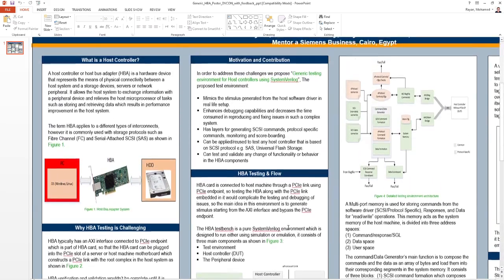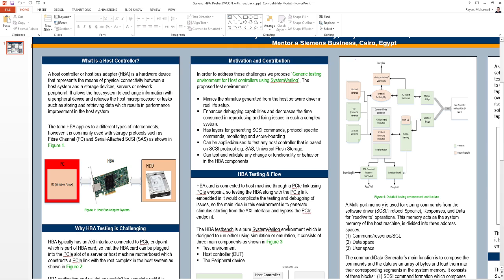So having an environment that enables us to mimic the stimulus generated from the host system driver, or mimic the real behavior of the host system side, would enhance the debugging capability and decrease the time consumed in reproducing and fixing issues. This environment has a layer for generating SCSI commands that mimic the SCSI commands coming from the middle SCSI layer in the host system. Also, this environment can be used with different types of host controllers, and finally it can test and validate any change in the host bus adapter components.